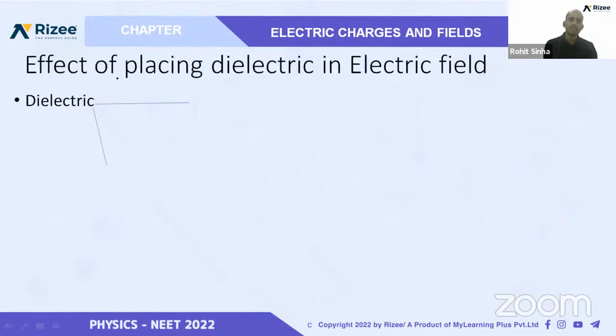Now let us see. We are going to study what a dielectric is. Actually, believe me, a dielectric is just a type of insulator. It is not a conductor, not a semiconductor, but an insulator. A dielectric is usually of two types. One is called a non-polar dielectric, and one is called a polar dielectric.